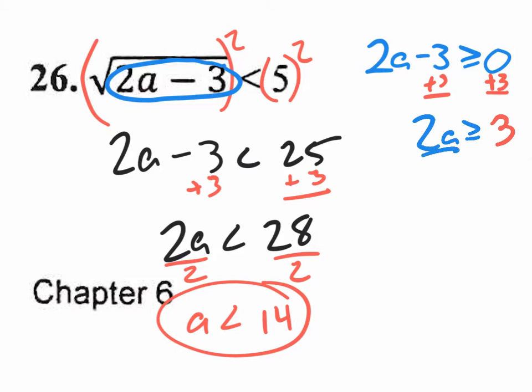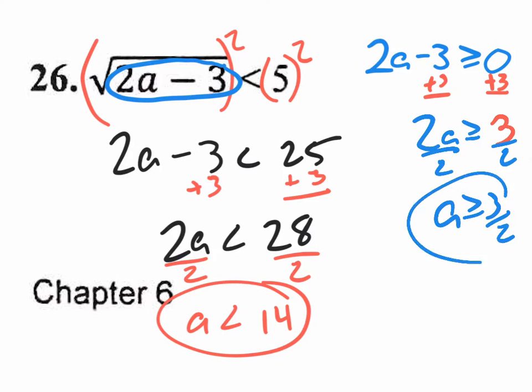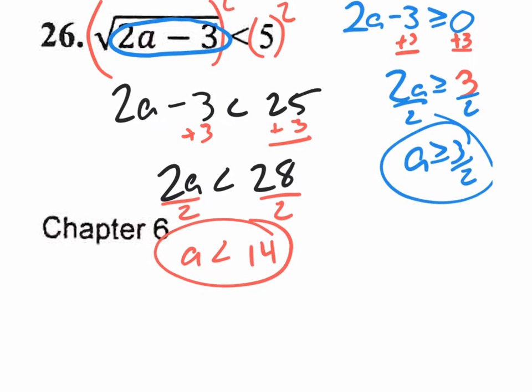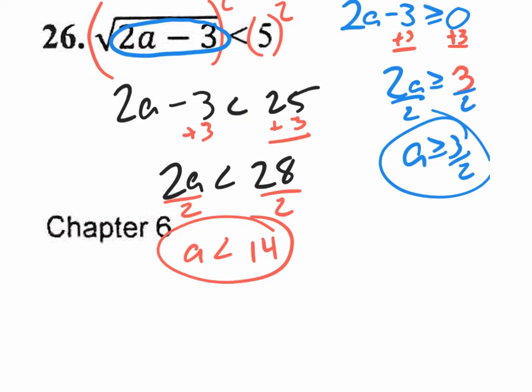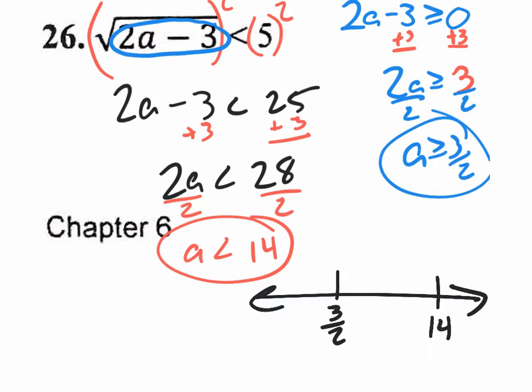So you'd have to divide by 2: a is greater than or equal to 3 over 2, which is 1.5. So you still need to test your answer and either write it as a compound inequality if both of them are working together. The best way to do that is to think of a number line. If you put 3 halves right there, 14 would be over here.